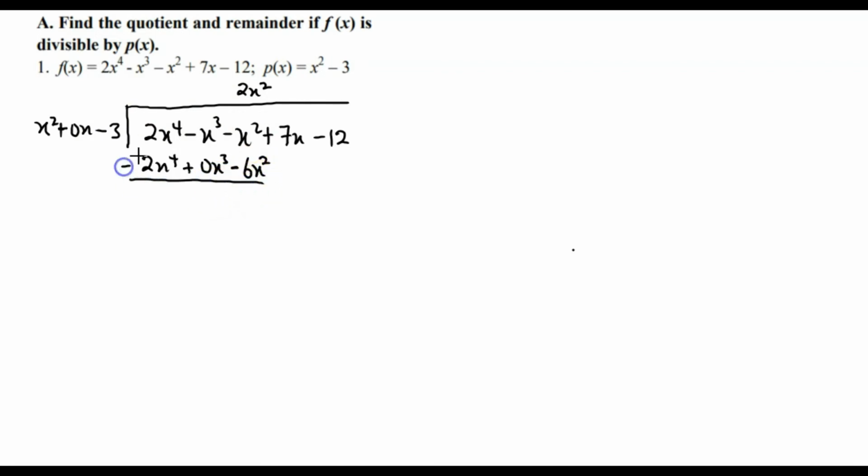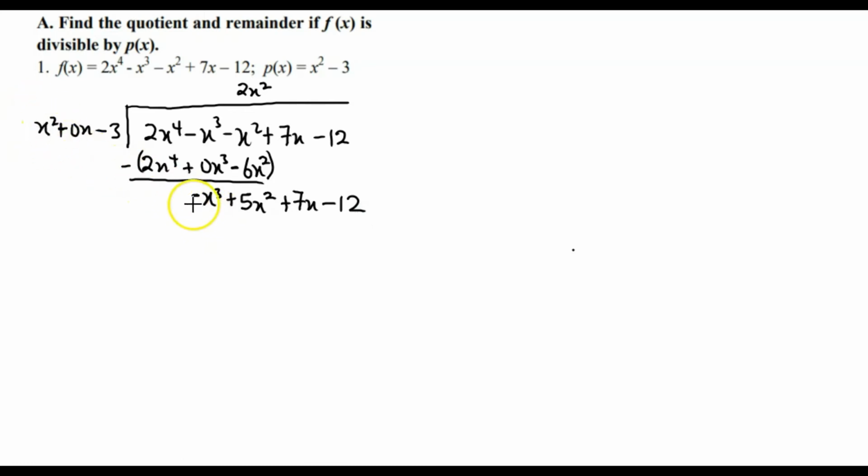Now we subtract between the two polynomial functions here, and we are going to obtain 2x power 4 minus 2x power 4, which is 0, negative x cubed minus 0x cubed. That will give us negative x cubed. Negative x squared minus negative 6x squared will lead us to positive 5x squared. Then we can push down the remaining part of the polynomial function, which is 7x and then minus 12. We can still go ahead and divide.